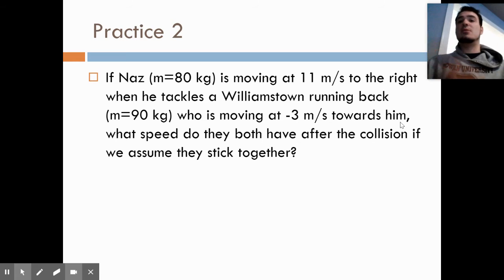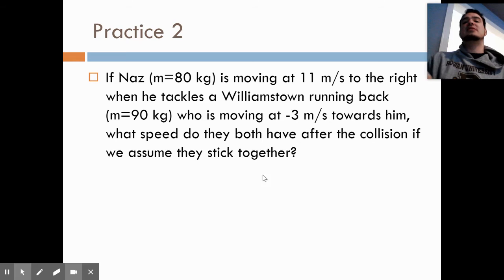Now, let's look at the second one. It is similar in concept, but different in execution. We're looking at Naz, and it says that he has a mass of 80 kilograms. He's moving 11 meters per second to the right when he tackles Williams, a running back, who's moving at him, so that would be to the left. That's why you're going to see this -3. Remember, rights and lefts. We're back to that, guys.